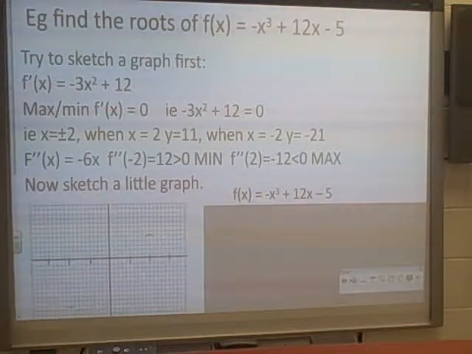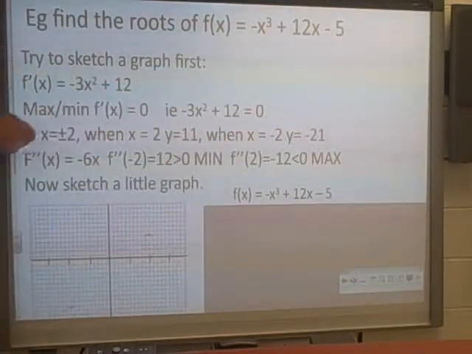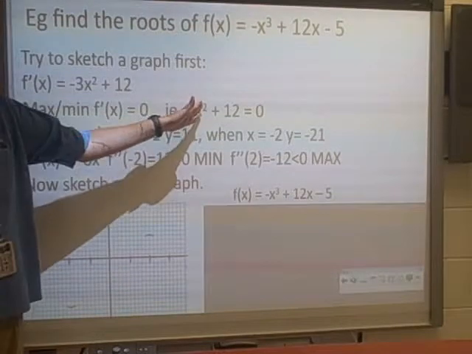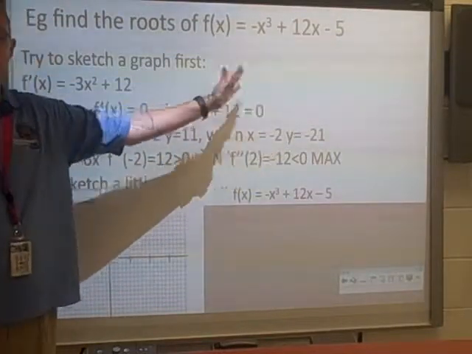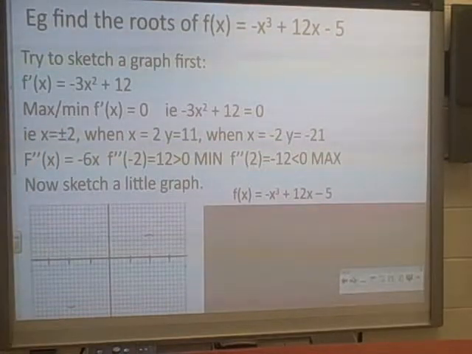So, slightly more complicated question this time. Find the roots of f of x equals -x cubed plus 12x minus 5. Now, quite difficult to begin with. One thing I'm going to do is differentiate this, and the reason I'm going to differentiate it is I want to find out what the maximums and the minimums are. So if I differentiate this, set this equal to 0 and then solve, then -3x squared would equal -12, x squared would equal 4, so in other words x would equal plus or minus 2.